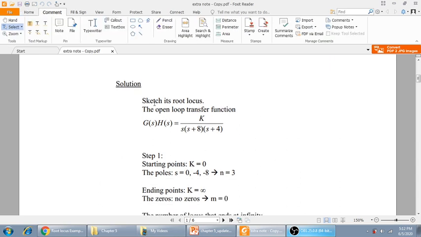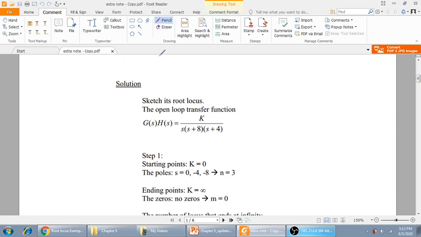From this system we can easily find its open loop transfer function. This is the open loop transfer function, G(s)H(s) equals K over s. From this open loop transfer function, we can also calculate the closed loop transfer function, or we can also find the characteristic equation.